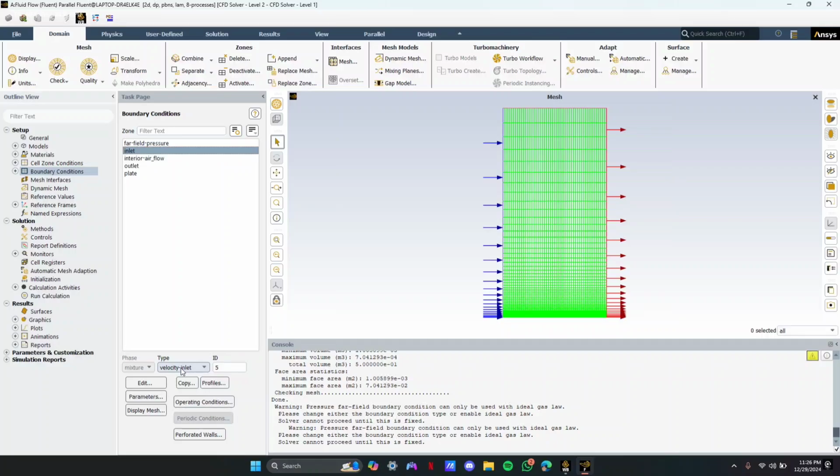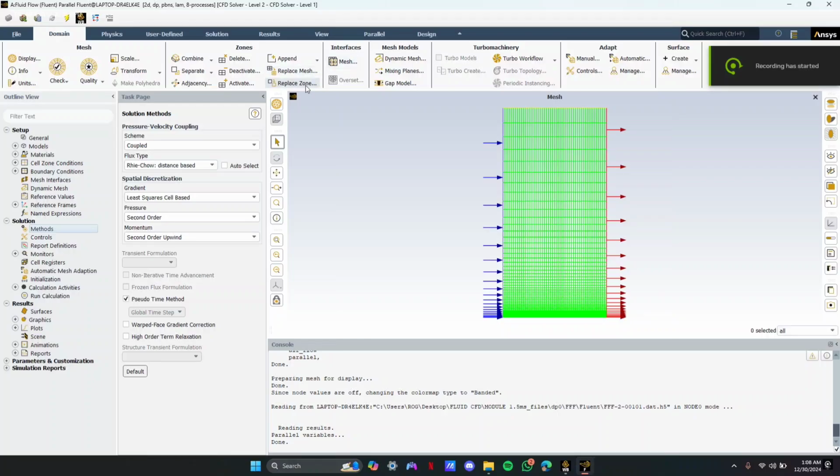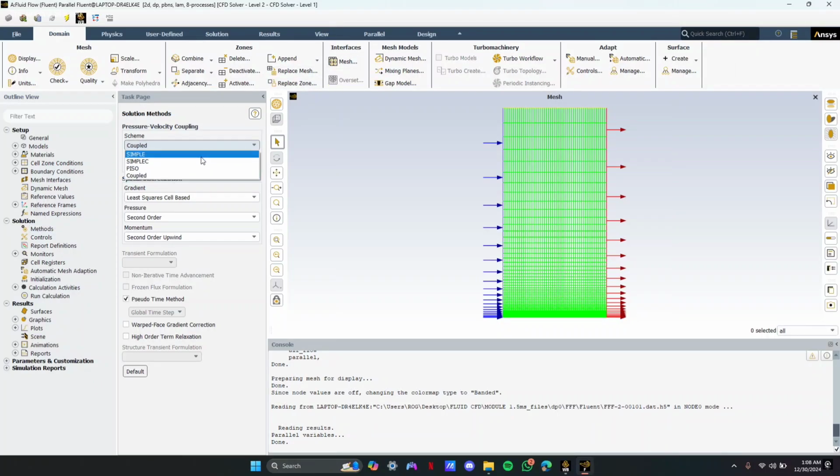Configuration details. The magnitude normal to boundary option ensures that the flow enters perpendicular to the inlet surface. The absolute setting indicates that the velocity is defined relative to a stationary coordinate system. The supersonic initial gauge pressure is set to 0 Pa, meaning no additional pressure is applied at the inlet beyond the default reference or atmospheric pressure.